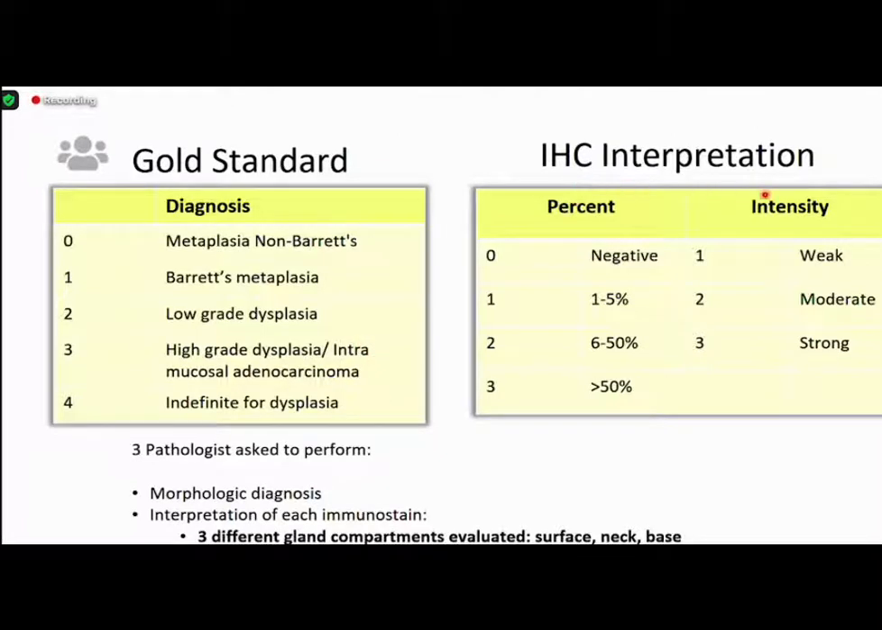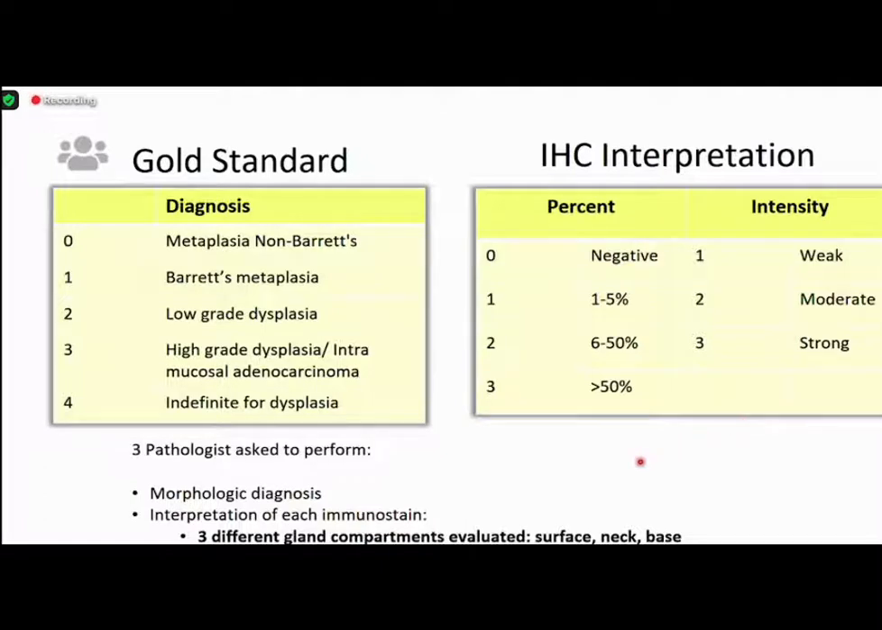For IHC interpretation, initially we did a semi-quantitative analysis, and in that analysis, we did percentage of the positive nuclei and intensity. So for percentage, the score ranged from 0 to 3, 0 being negative, 1 was 1 to 5%, 2 was 6 to 50%, and 3 was greater than 50%. And intensity was weak, moderate, and strong. And based on these two scores, the scoring ranged from anywhere from 0 to 6 with the combined score.